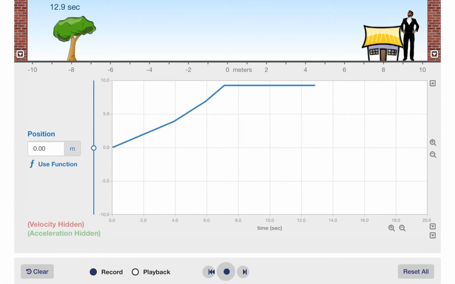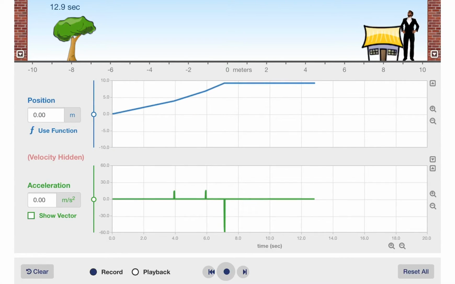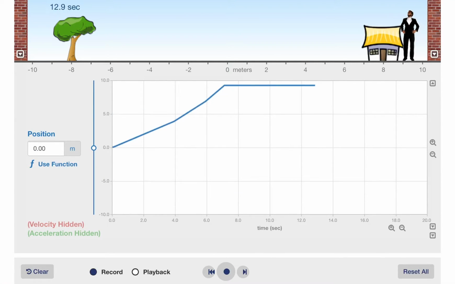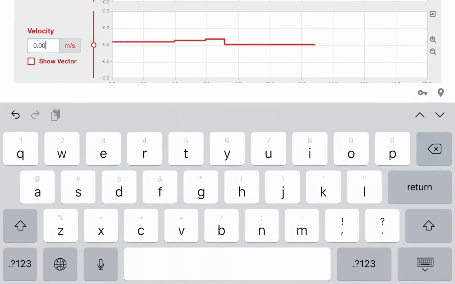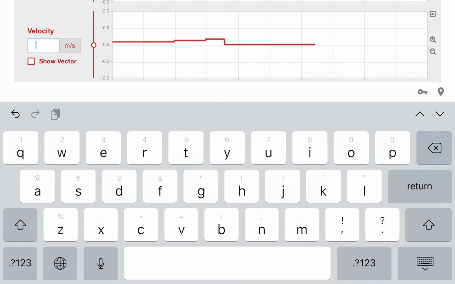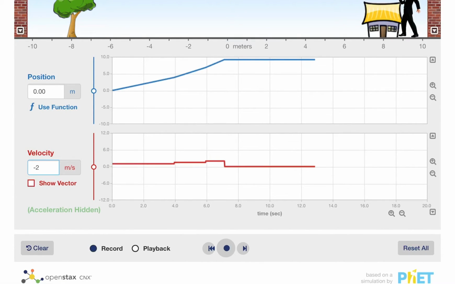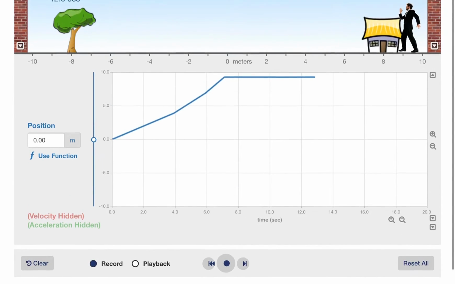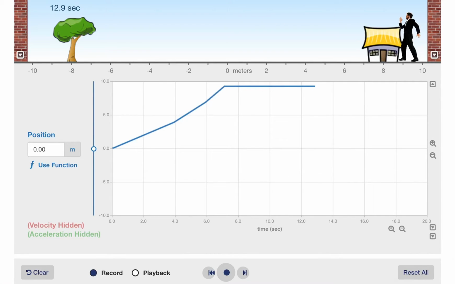Now what we're going to do is look at what happens when the man goes back. So in this case, what we have to do is change the speed to be negative to represent that he's going back. So if his speed is negative, he's going to go back, but what do you think is going to happen to the graph? So you see he's turned directions, and let's see what happens to the graph.